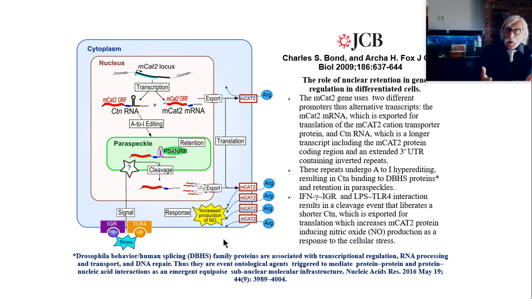If you don't have that regulatory component there, you could potentially take all of this CTN RNA and either degrade it and have no regulation after a stress, or you could build it up without being sequestered here in the paraspeckle, so that it immediately goes to make more MCAT2, right?